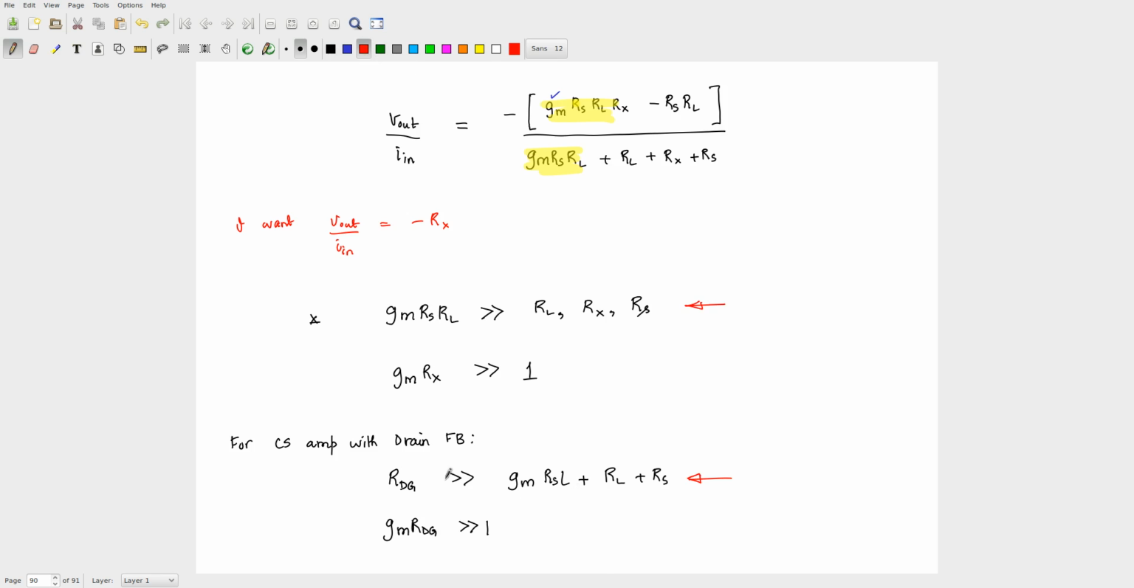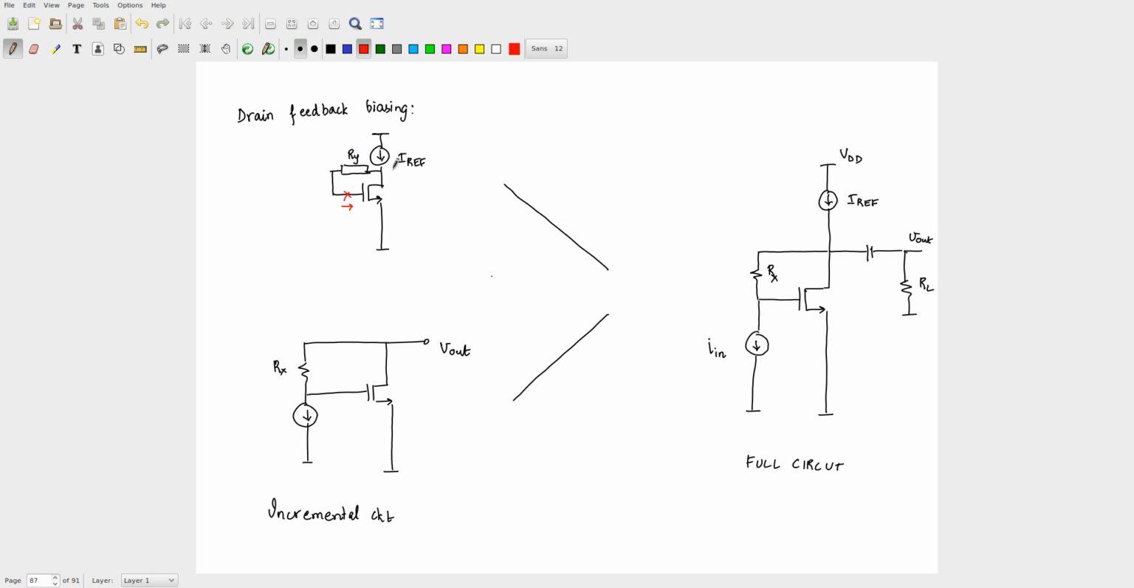Correct? So just in the choice of your Rx, which is your feedback resistance, you can either make this work like a common source amplifier with drain feedback or a current controlled voltage source. Can you give some physical intuition into that? And then we'll close.